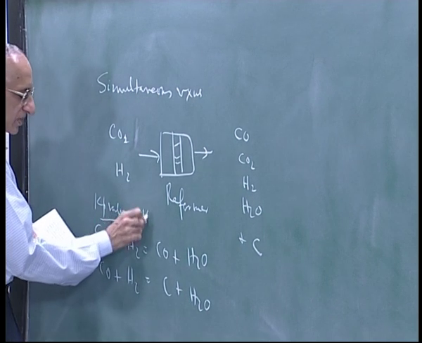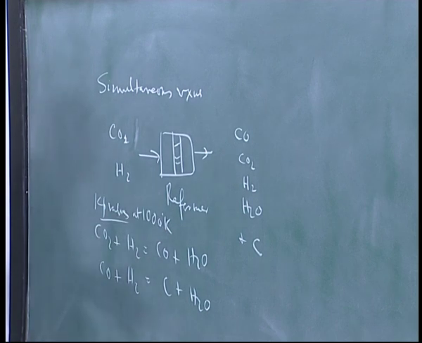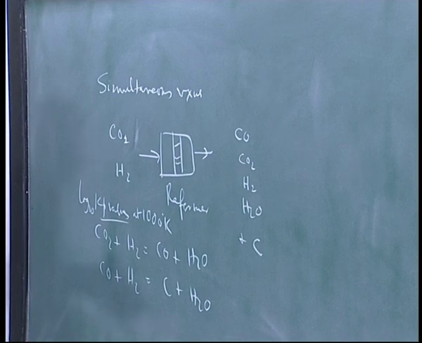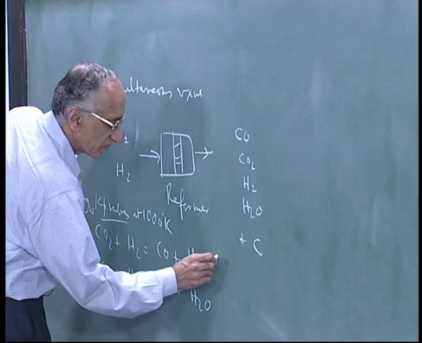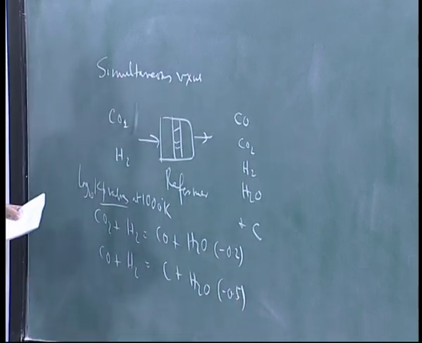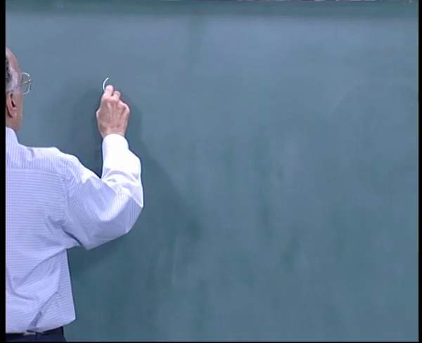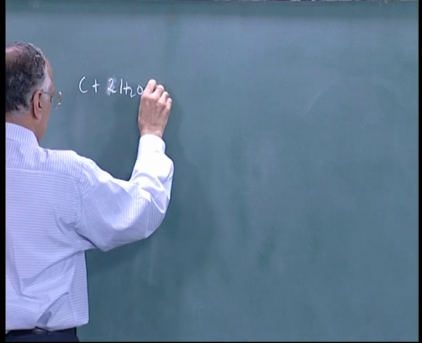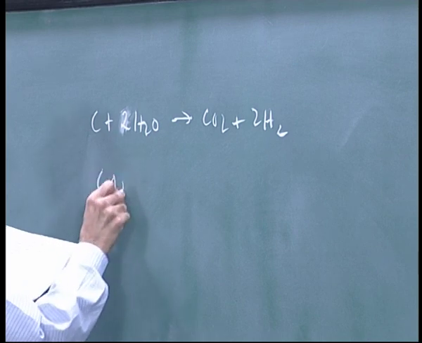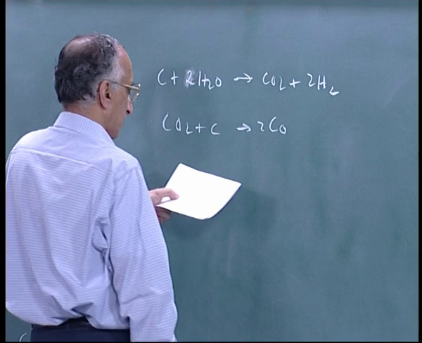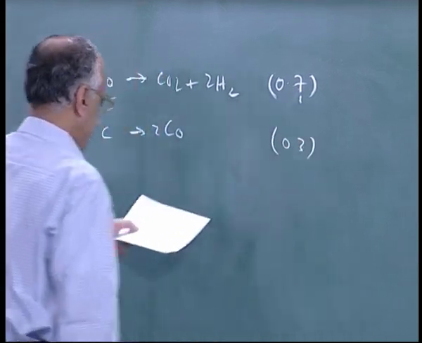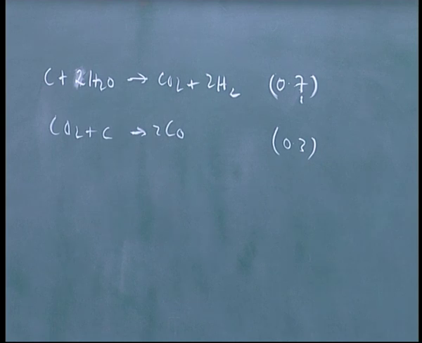In these cases, the Kp values are given at 1000 degrees, so not much work for you. In fact, log to the base 10 of Kp is given. For the first reaction this is -0.2, the second one is -0.5, then two more reactions are given. This is given as 0.7, this is given as 0.3. This ratio is given 1:1.